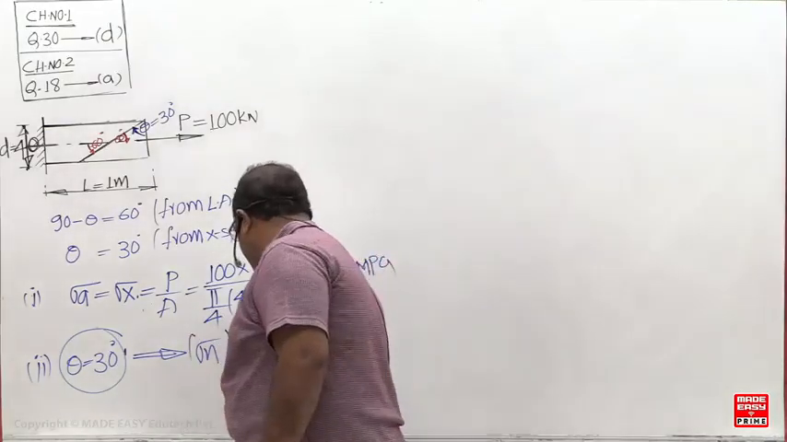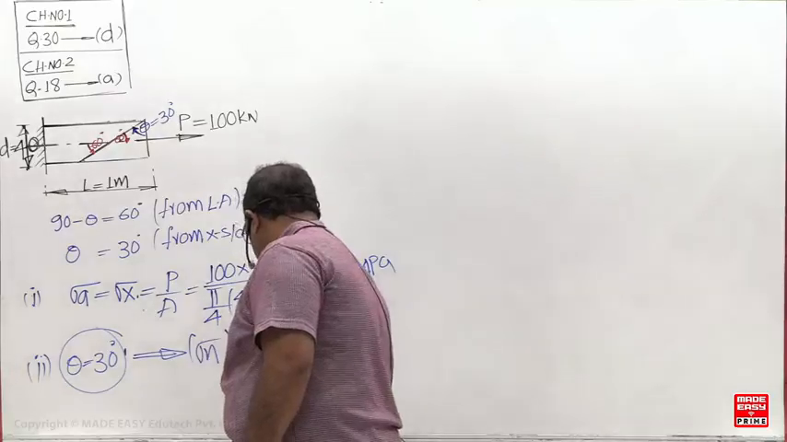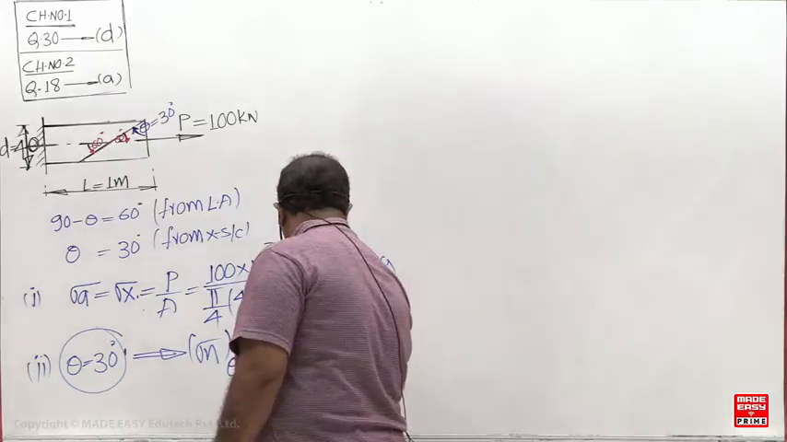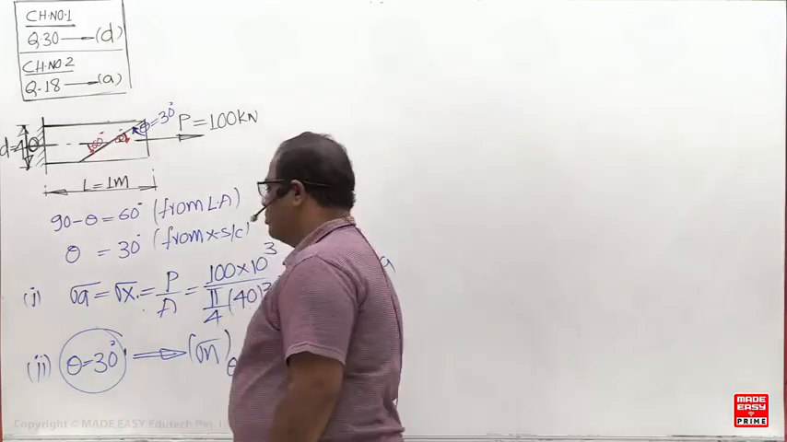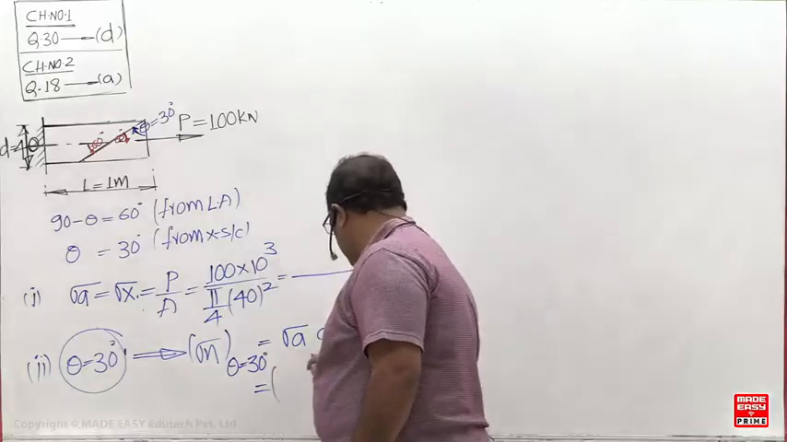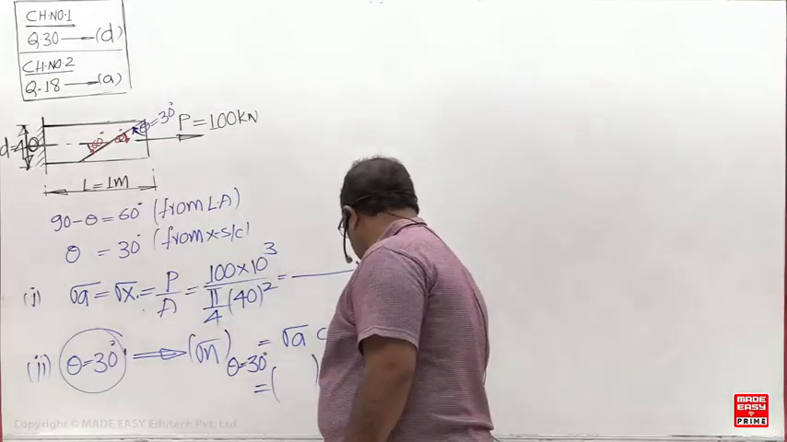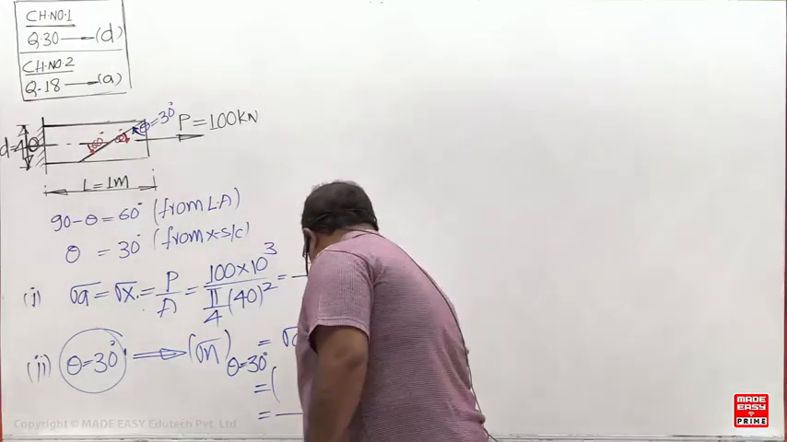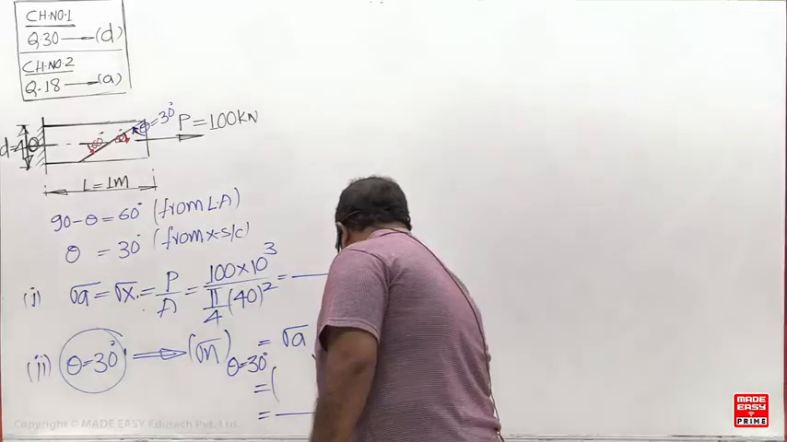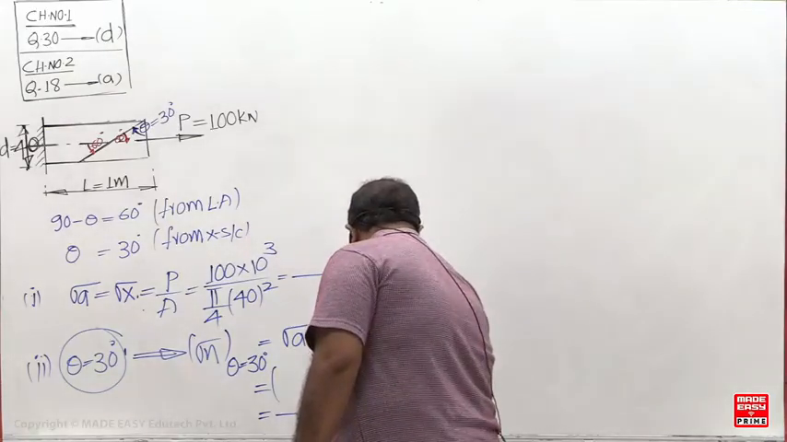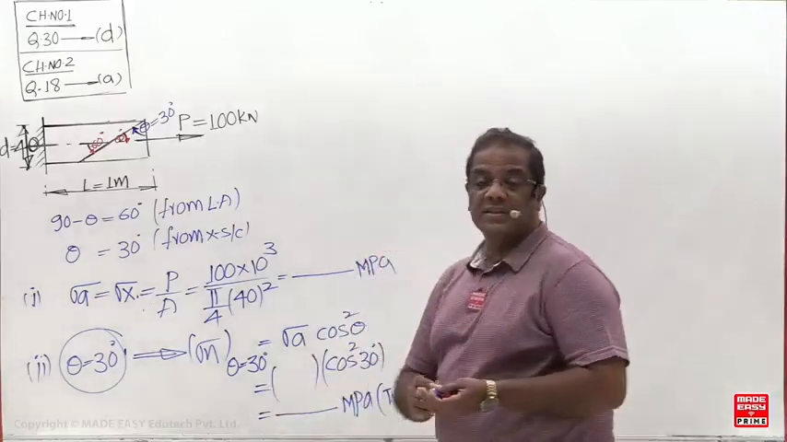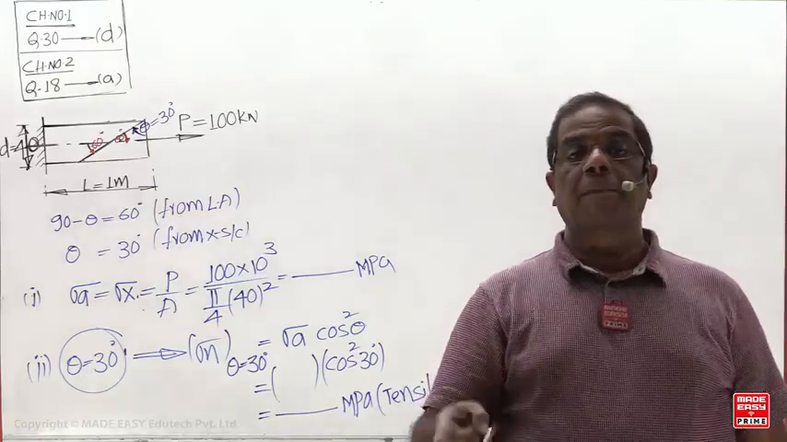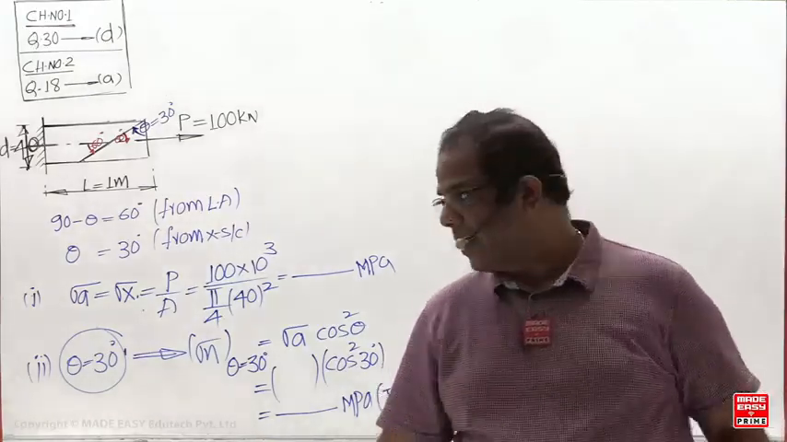So normal stress at an angle of theta, we can calculate directly. I'm getting a positive. Positive means tensile stress. What is the sign convention for the normal stress? The tensile is positive, compressive is going to be negative. If I am getting a positive, it means tensile.